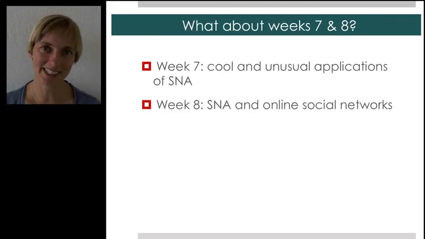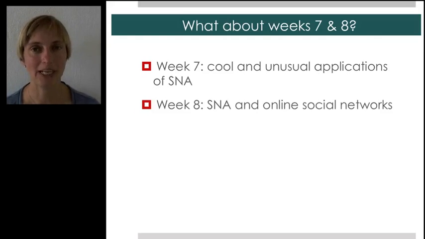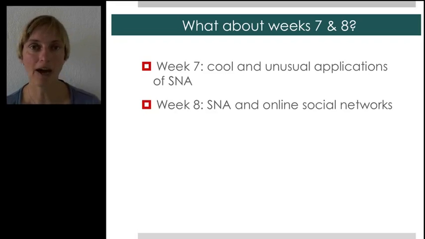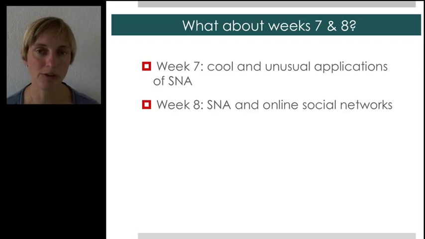Now, I've filled in the first 6 weeks, so you might be wondering what we're going to be doing in weeks 7 and 8. In week 7, we're going to look at cool and unusual applications of social network analysis. We're going to be looking at things such as recipe ingredient networks for predicting recipe ratings. We're going to be looking at the social networks of dolphins, and we're also going to look at economic development. So if you have the network of countries and the products that they produce, can you actually make predictions about which products the countries are going to produce in the future and how rapidly those countries are going to develop economically?